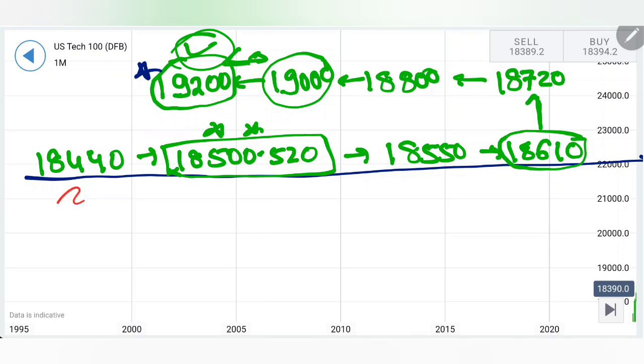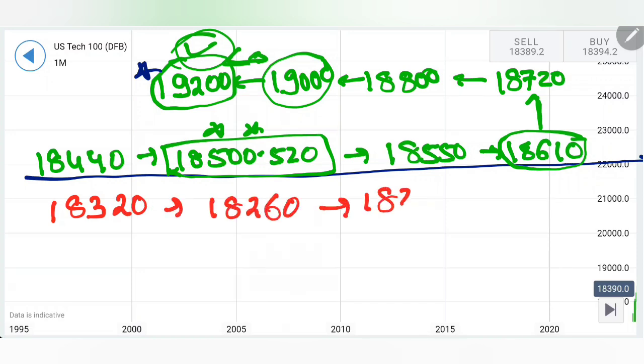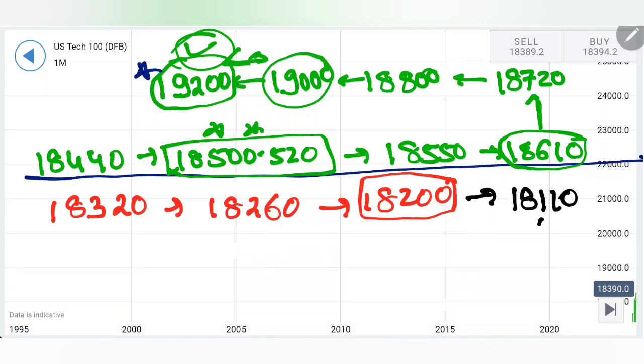On the downside, where to sell? You can sell here at 18,320. Expect it to move towards 18,260 and 18,200. Once it breaks below 18,200, we can say that the bearishness will increase here. Chances for it moving towards 18,110, 18,000 levels rather I will look at.